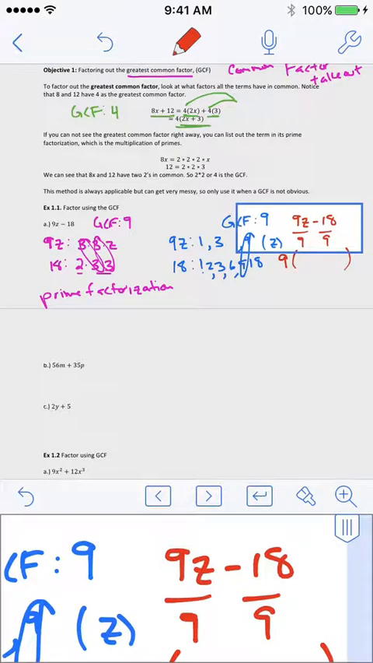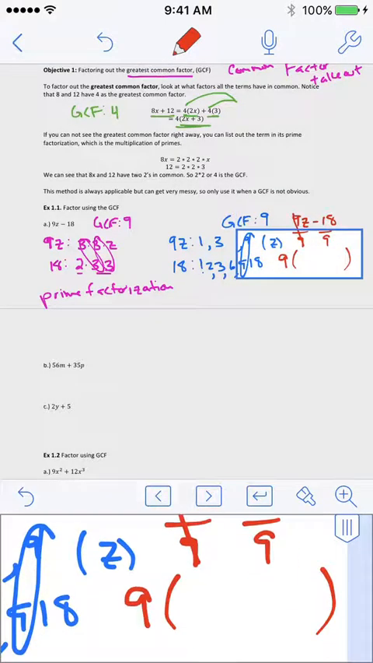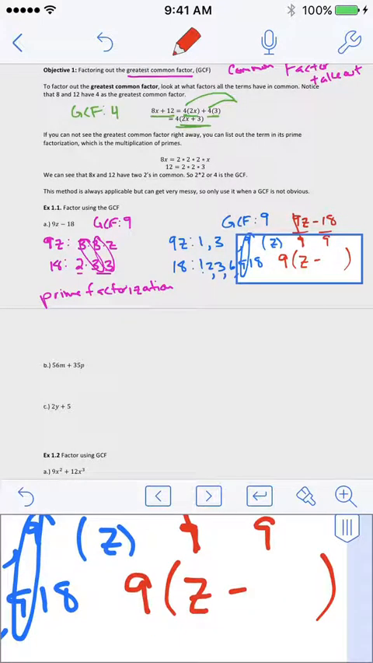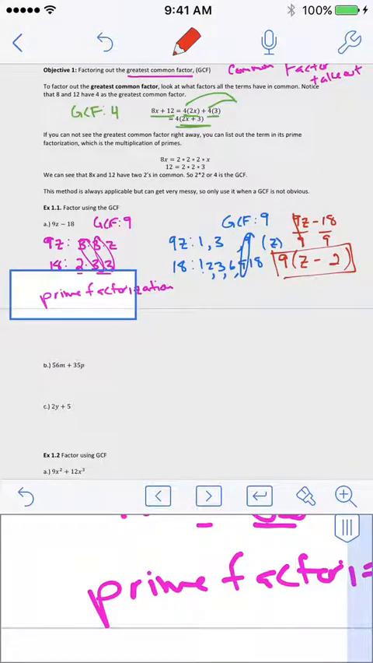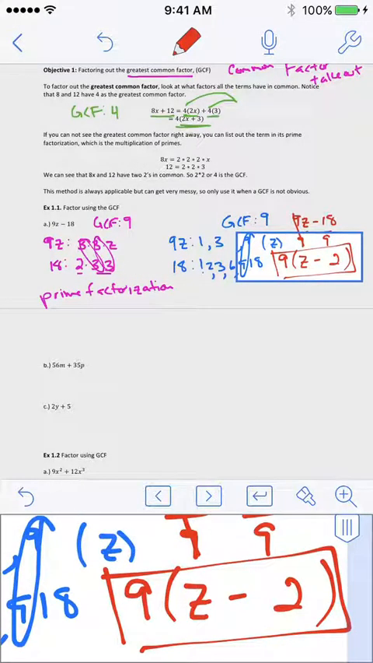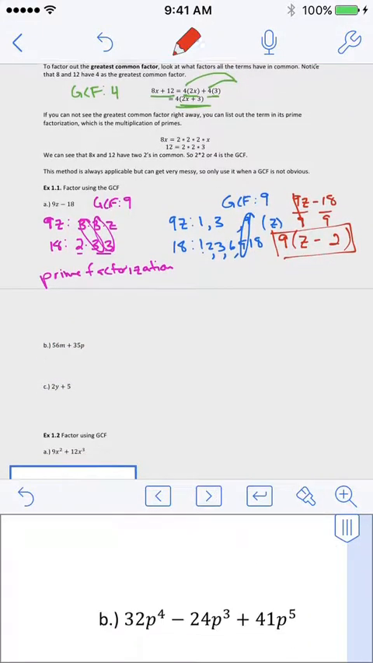When I divide 9z by 9, those two cancel. I'm just left with z and a minus sign. 18 divided by 9 is 2, and I have factored 9 times (z minus 2). There is my final factored form. Awesome. Let's try it again.